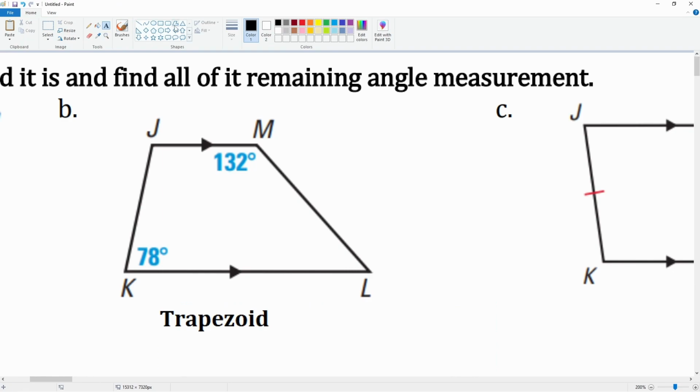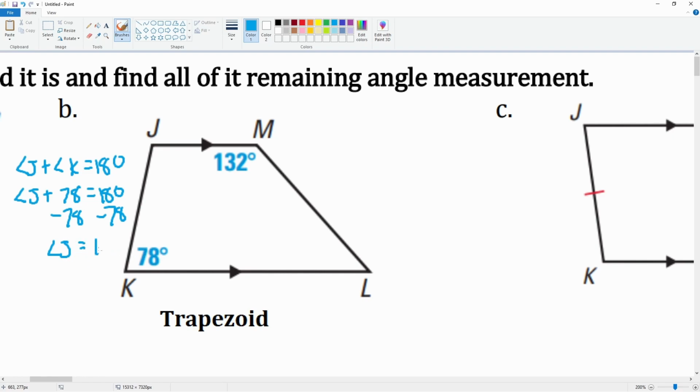And now we can find the value. So we know if this is 78, we can know what J is because J plus K has to be equal to 180. So this is 78. Angle J plus 78 is equal to 180. So if we subtract 78 from both sides, angle J is equal to, let's see, 180 minus 78 is 102. So we know that this is 102.